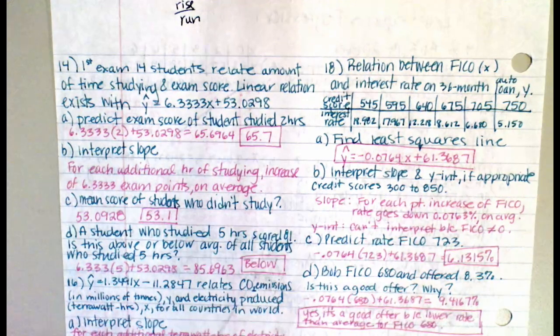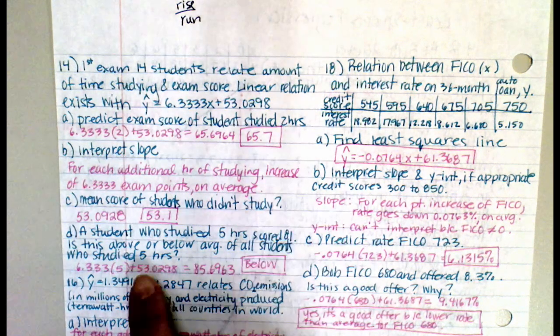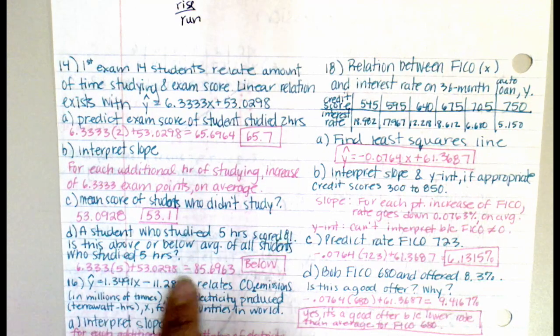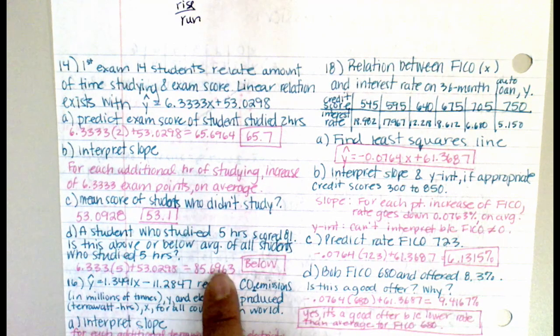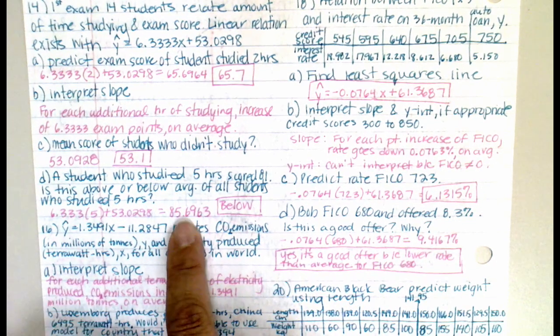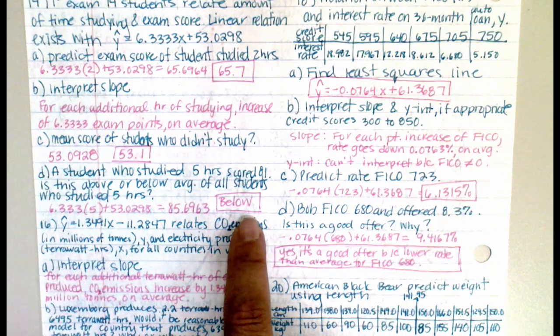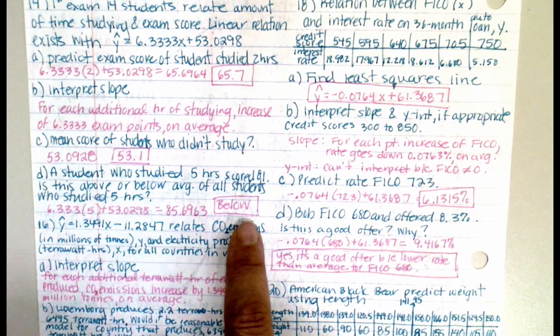D: a student who studied for 5 hours scored an 81. Is this above or below the average of all students who studied for 5 hours? Again, one of the things the least squares regression does is predict the average for that x. So if I plug in 5, the result that I get is the average for all students who studied for 5 hours. This value is bigger than 81, so that particular student scored below the average for people who studied for 5 hours.